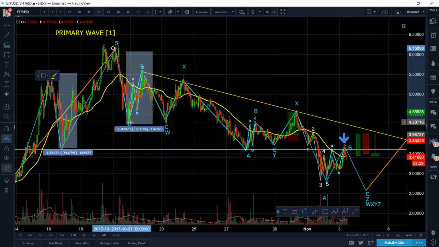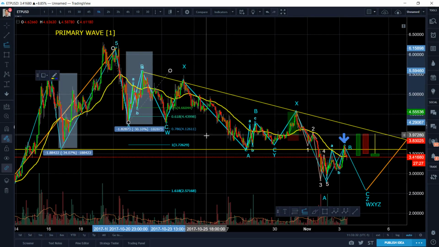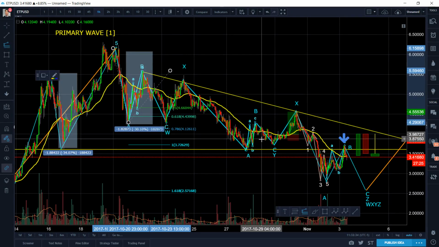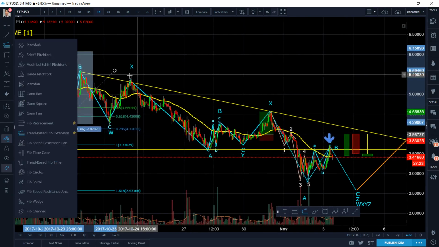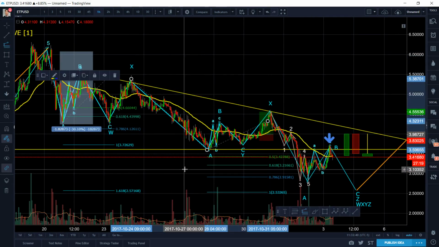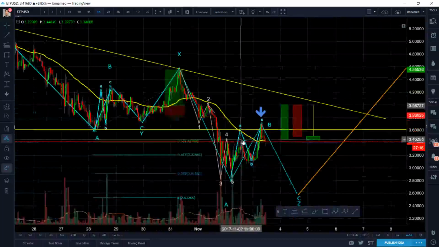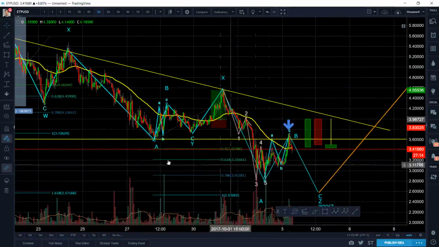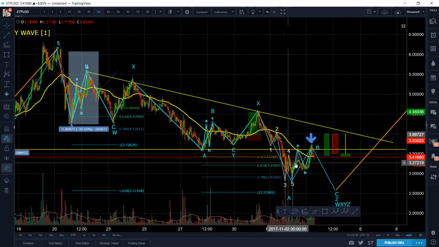So let's do it from A to B right here. This one dropped between 618 and 786. Now let's do it again from this point, from A, just to B. This one didn't really retrace much at all, okay? It did not retrace much at all. It's actually getting a lower retracement.